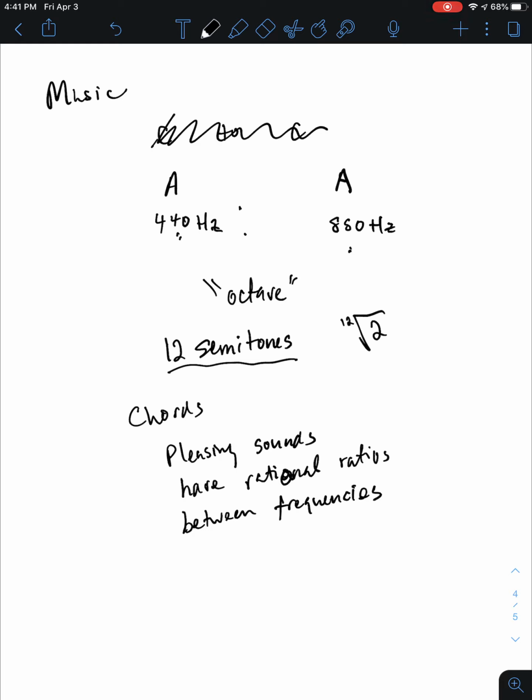So if I go up one semitone, I go up by the 12th root of 2, and if I go up 2 semitones, I go up by another 12th root of 2, and so on. I do that 12 times, and I get 2 if I multiply the 12th root of 2 12 times. The 12th power of the 12th root of 2 is just 2. So that gives us the spacing. If we have 12 semitones, they have to be spaced out like that.